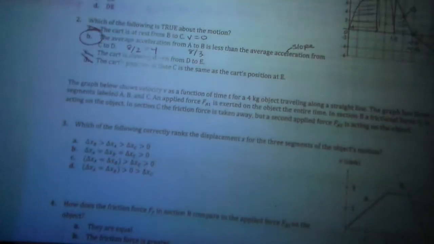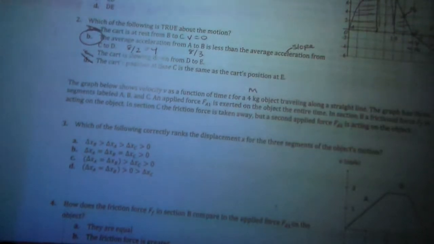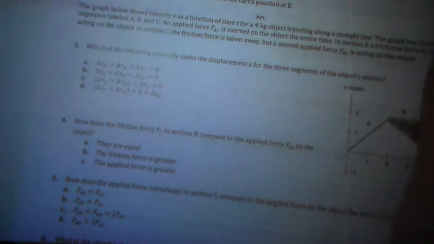All right, another velocity versus time graph. We've got a 4 kilogram object, 3 segments. For A, there's an applied force. For B, there's a friction force. And for C, there's a second applied force. First, I'm just looking at displacement, so let's do our areas.